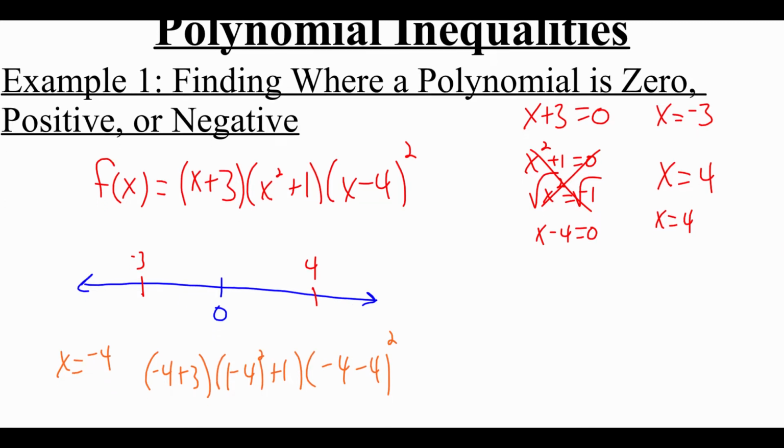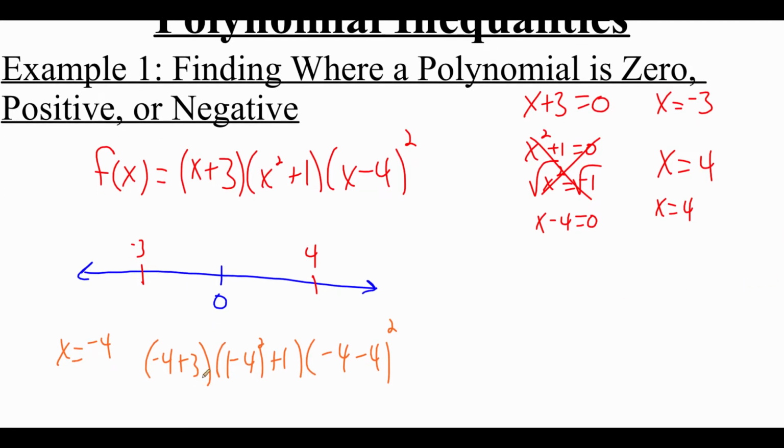Now if I think about what's happening within each set of parentheses, negative 4 plus 3 is negative 1. In the middle here, if I take that negative 4 and square it, I'm going to get 16, but then if I add 1 to that, I'm going to get 17. And then on the back end here, if I take negative 4 minus 4, I'm going to get negative 8, but negative 8 squared is 64.